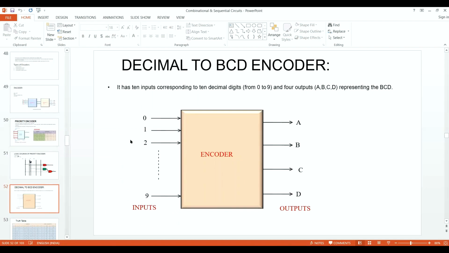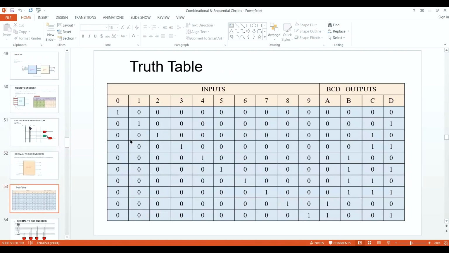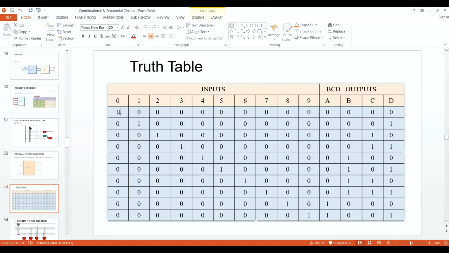So how many outputs will we have? We will have 4 outputs, that is 8, 4, 2, 1. So very simple again. We are giving 0 to 9. Whenever the 0 is on, we are giving 0 as a 1. When the 1 is on, we are giving 1 as a 1, and so on till 9. Similarly, you will get all 0, then 0, 1, then 2, then 3, then 4, then 5, then 6, 7, 8, and 9. So we are converting from decimal value to BCD output.